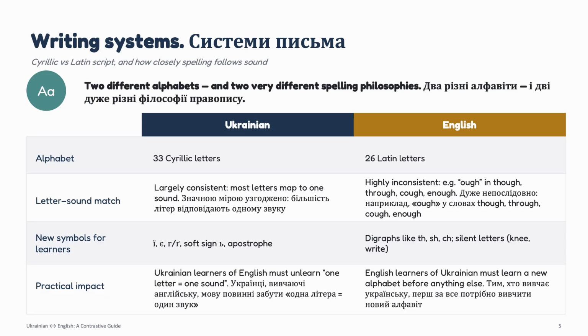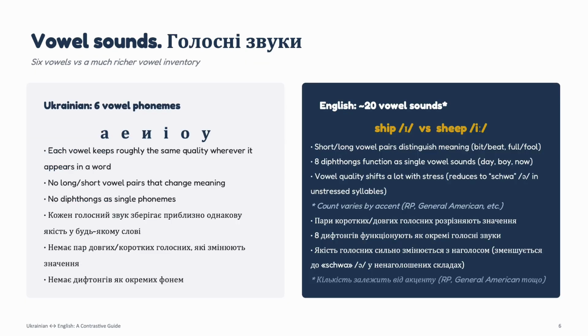Okay, let's move on. Vowel sounds. Let's zoom into sounds now, starting with vowels. Ukrainian has just six phonemes: a, e, i, o, u. Each one keeps the same quality no matter where it appears in a word. There are no long-short vowel pairs that change meaning, and there are no diphthongs functioning as single sounds.